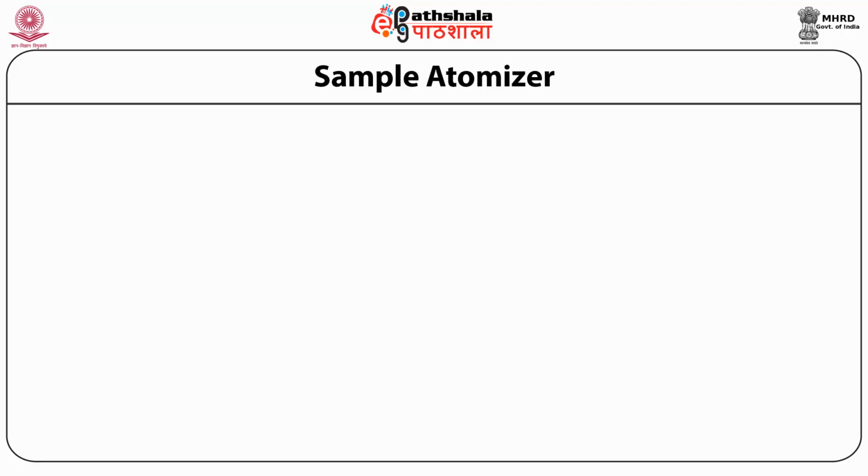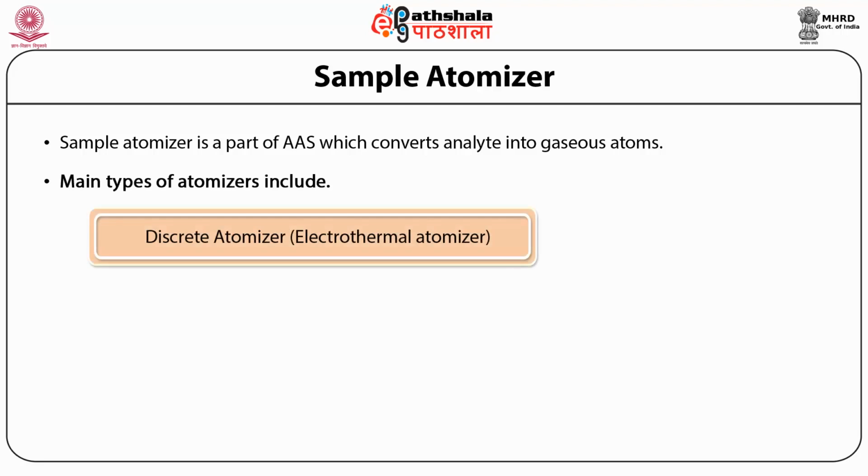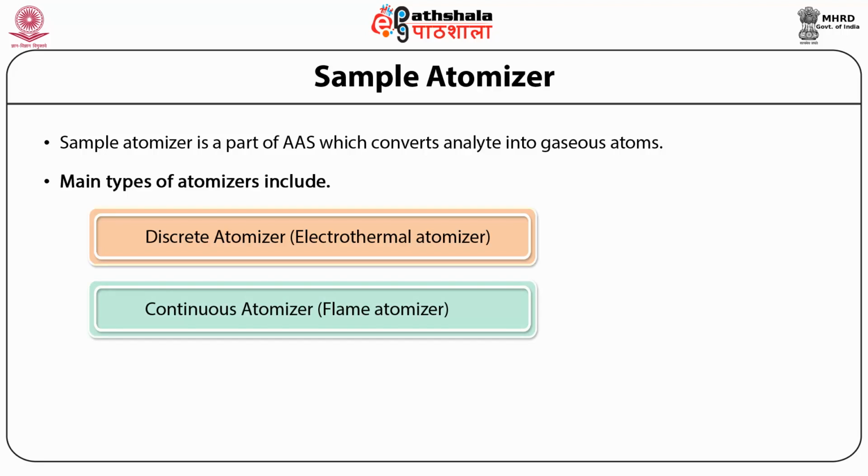Sample atomizers. The sample atomizer is that part of the atomic absorption spectrometer which converts the analyte into gaseous atoms, and it is known as the lifeline of the instrument. The two main types of atomizers are discrete atomizers and continuous atomizers. The discrete atomizers include the electrothermal atomizer. It's a device which is heated to the temperature required for analyte atomization by the passage of electric current through its body. Whereas in the case of continuous atomizers, a flame is used to atomize the sample.